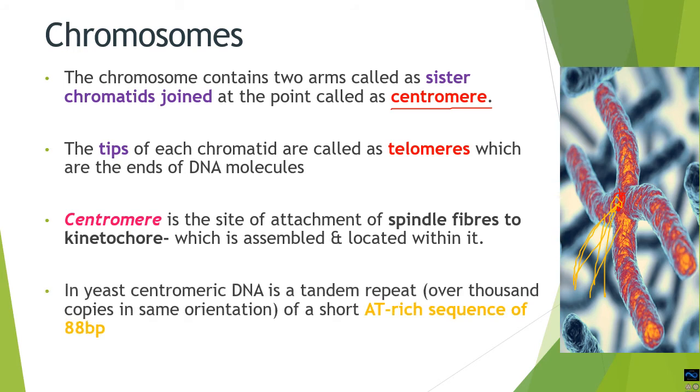And in yeast, this centromeric DNA consists of tandem repeats. Tandem means the same sequence repeated thousands of times, or thousands of copies. And in yeast, this centromeric DNA has a short version of it, that's AT rich sequence, which is usually 88 base pairs, and this 88 base pair is repeated thousands of times to make up the centromere within this yeast cell.